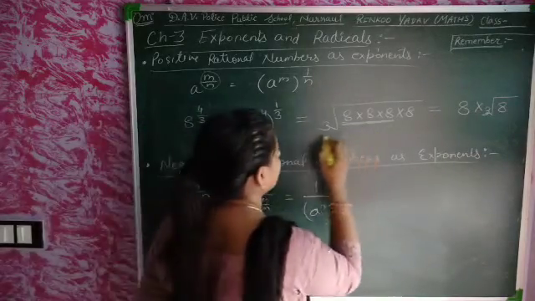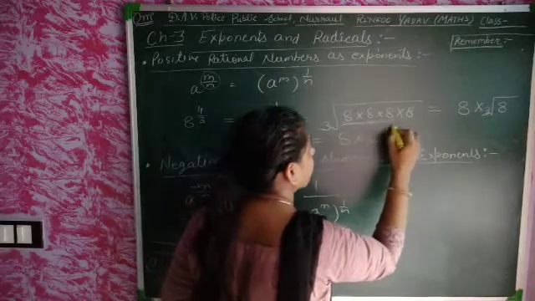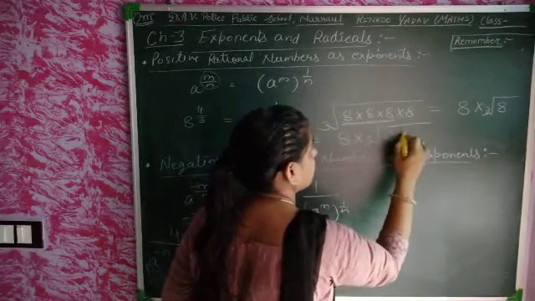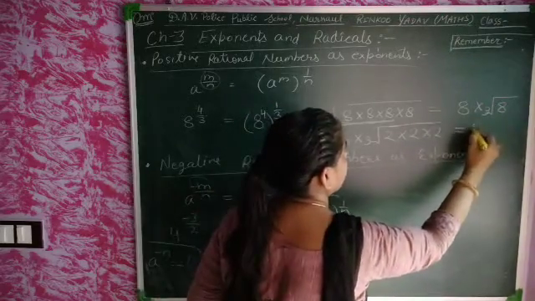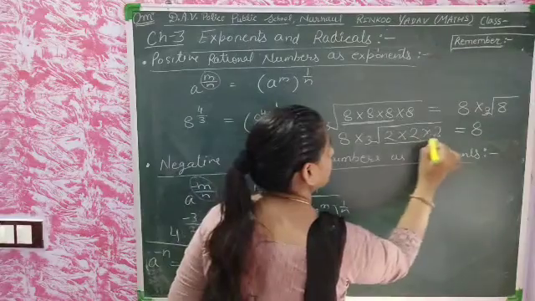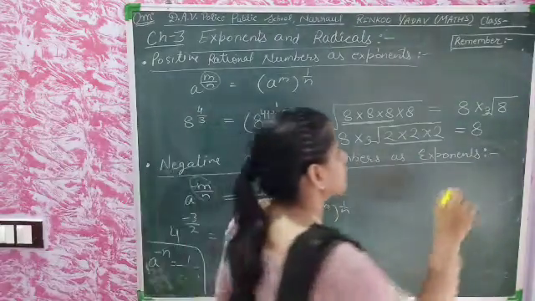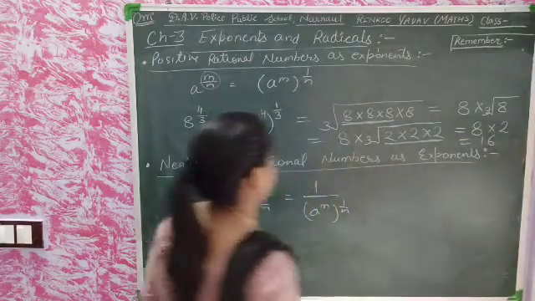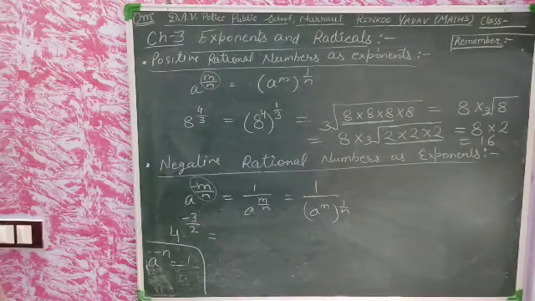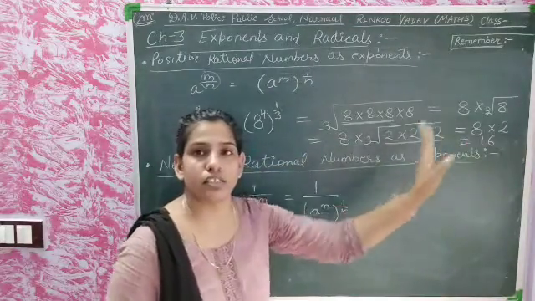Now we will solve it as 8 into the cube root of 8. The prime factorization of 8 is 2 into 2 into 2. So it will be written as 8, and the cube root of 2 into 2 into 2 comes out as 2 on the outside. This is 8 into 2, which equals 16. Is this clear, students? Yes. Okay, students, we have done these types of questions like this.